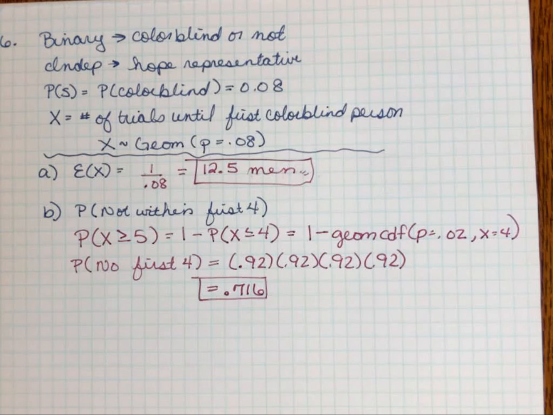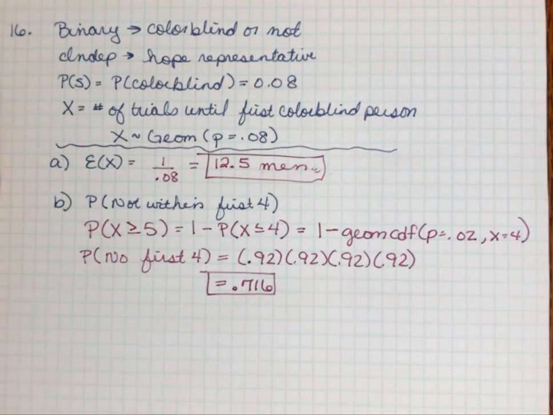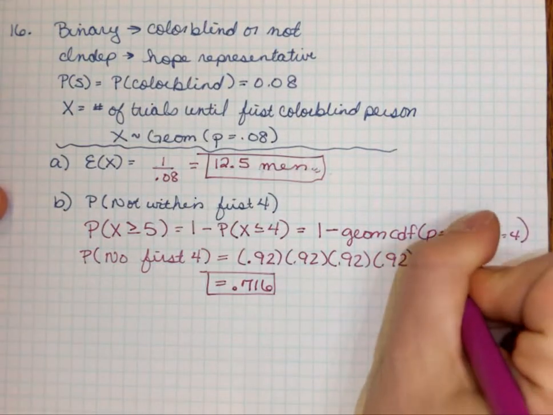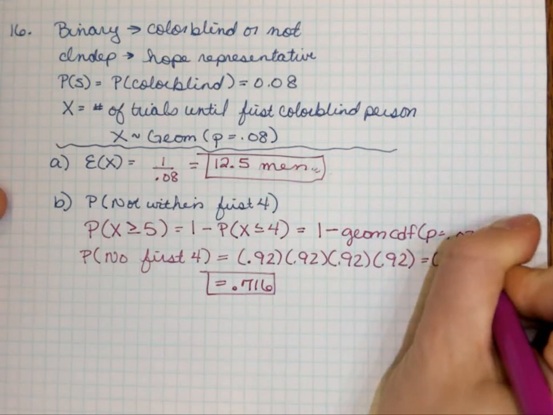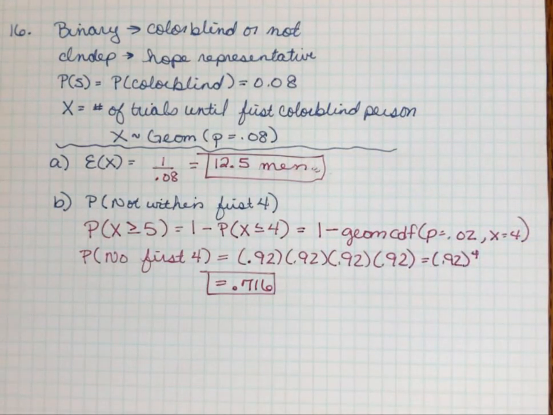You agree with her on that one? 0.716? Because I don't know, I'm just asking. Which way did you do it? The geometric or the 0.92, 0.92, 0.92? And these all are interchangeable. If I put down 0.92 to the 4, perfectly fine. I actually was going to do that, but I said if I did that, someone's going to wonder where that came from. So that is exactly the same thing as 0.92 to the 4th. Okay?